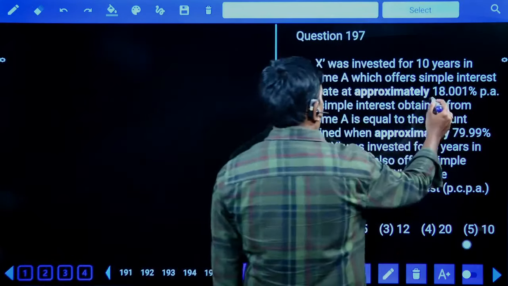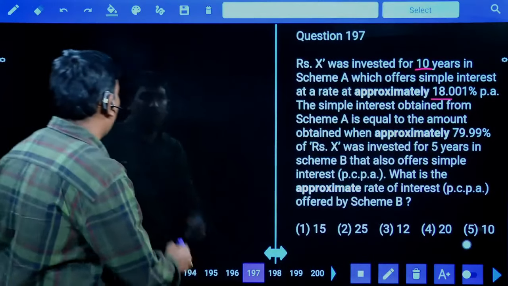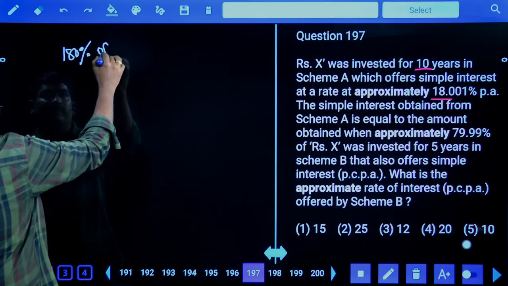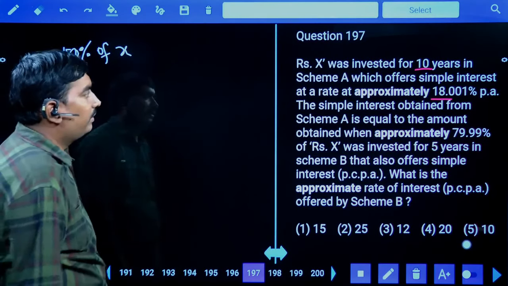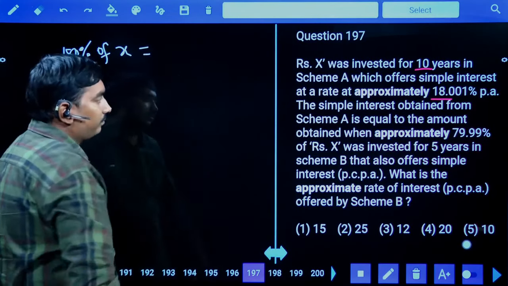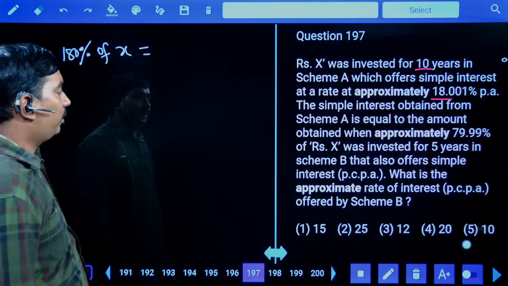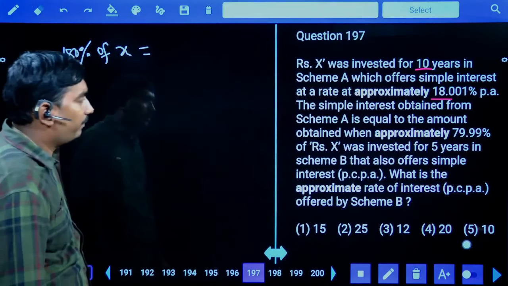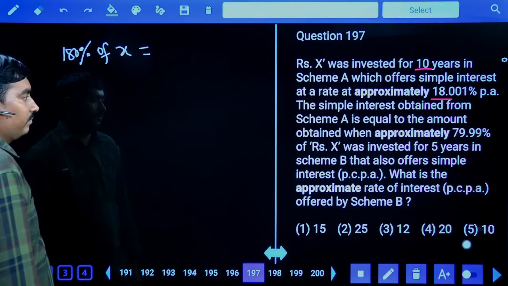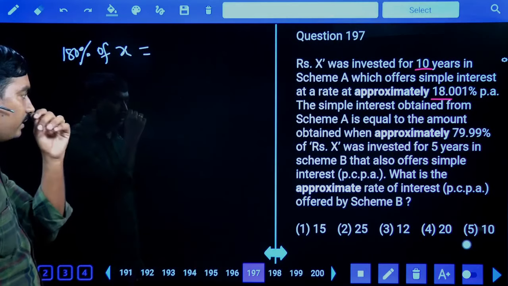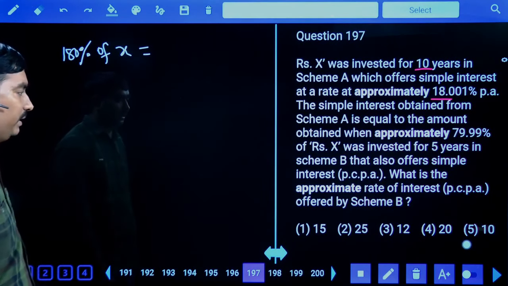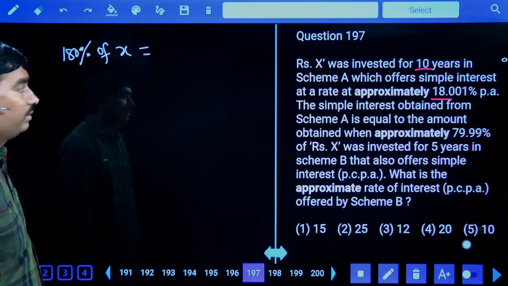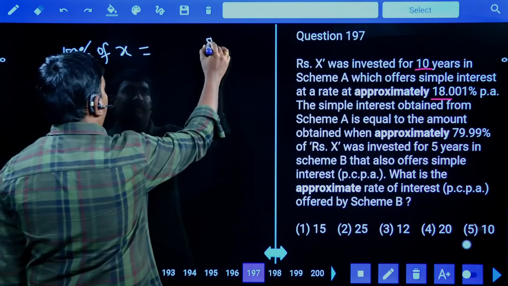Per 1 year 18%, 10 years 180% of X. This scheme A simple interest is equal to the amount obtained when 80% of X rupees was invested for 5 years in scheme B that also offers a simple interest. 80% of the amount, 80% of X.